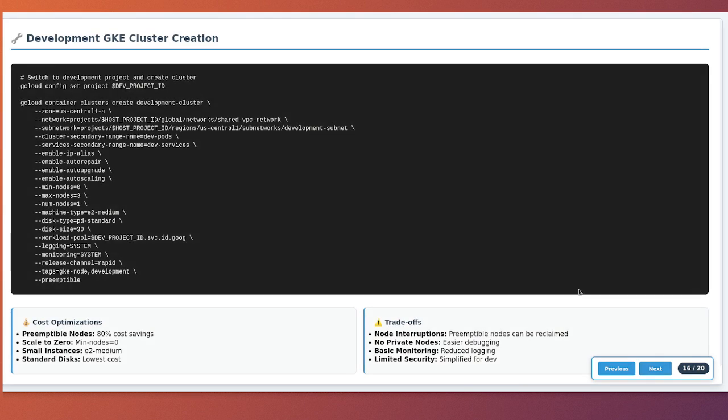Development environment optimization. The development cluster is optimized for cost and flexibility rather than production-grade reliability. Developers need quick iteration cycles and low costs for experimental workloads. The key cost optimization is preemptible nodes, which can be interrupted but cost up to 80% less than regular instances. This is perfect for development workloads that can tolerate interruptions.